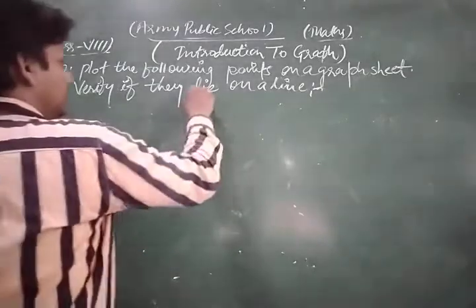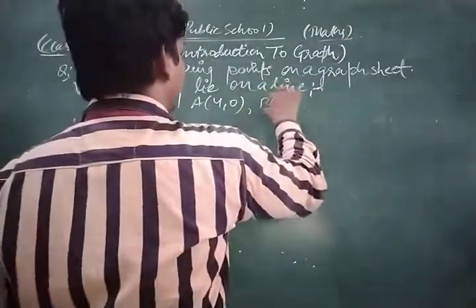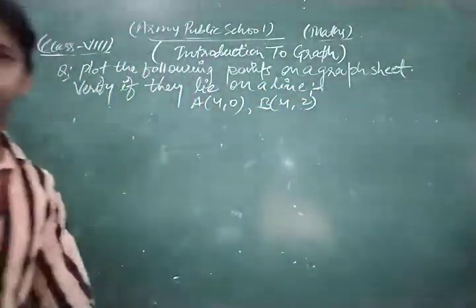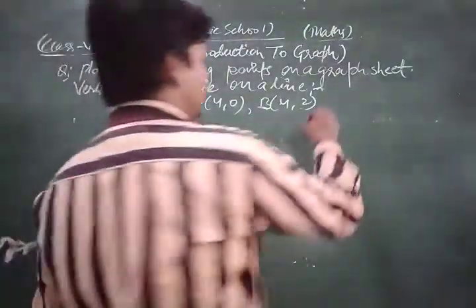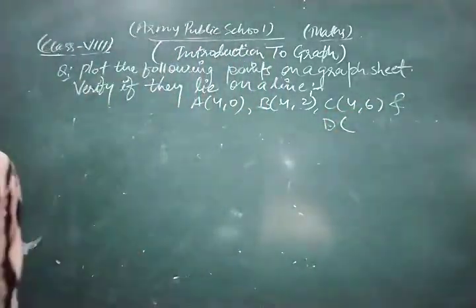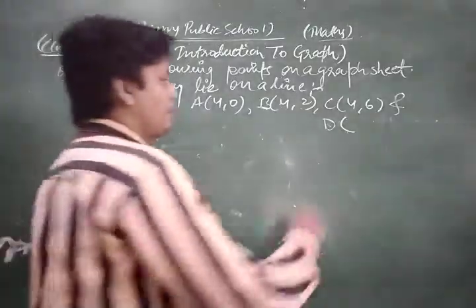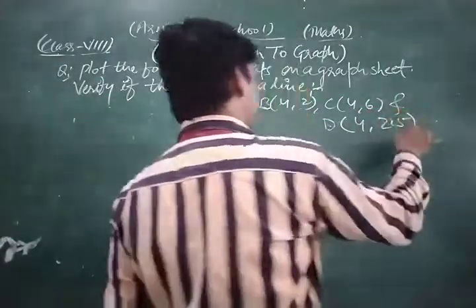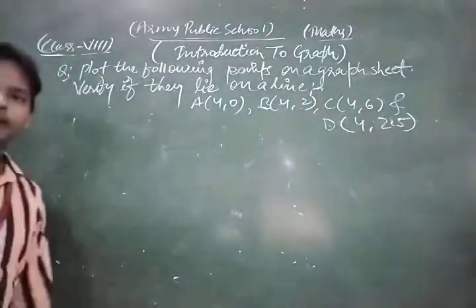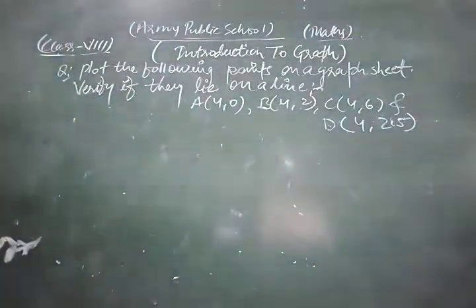And the points are A (4, 0), B (4, 2), C (4, 6), and D (4, 2.5). Okay, now this is the question here. This is a very important question of your NCERT exercise, and the question is: plot the following points on the graph sheet, verify if they lie on a line.